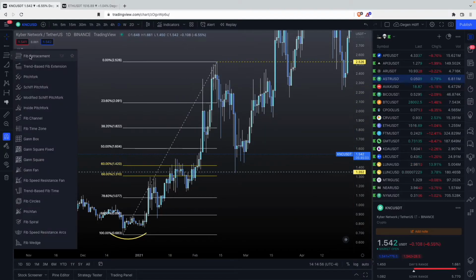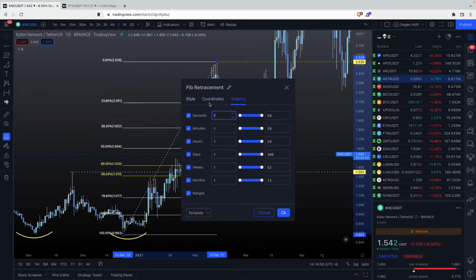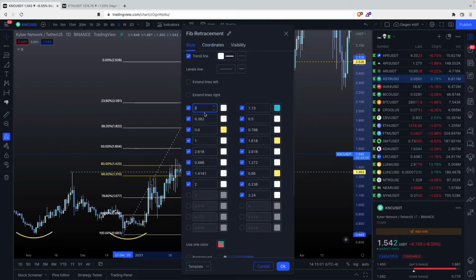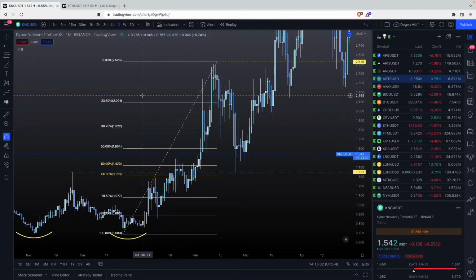Again, I'm using the fib retracement tool, and my settings are basic. I use 0, 382. I use a modified golden pocket, 60% and 66. Where is it? Yeah, and this one, 66. And then I use the 786, 886, the 100, 113, 1272, 1414, 1618, and then 2618, 3618, whatever.